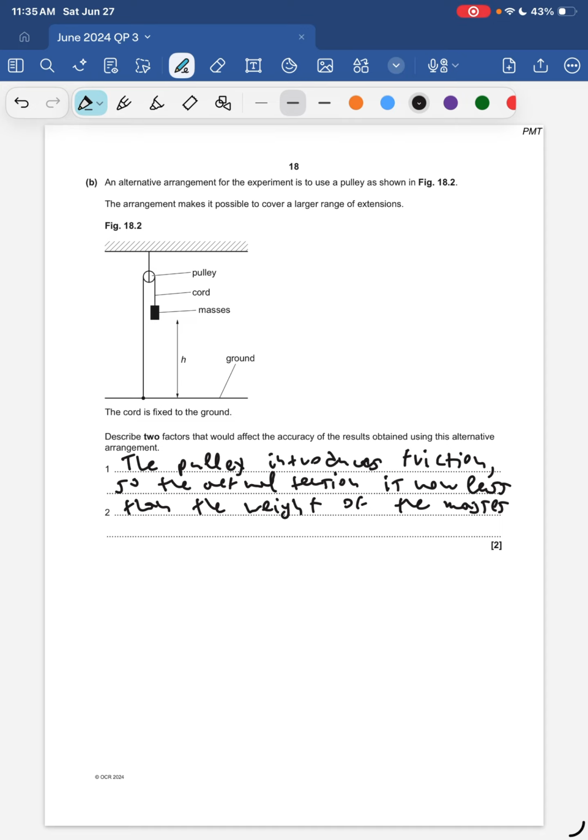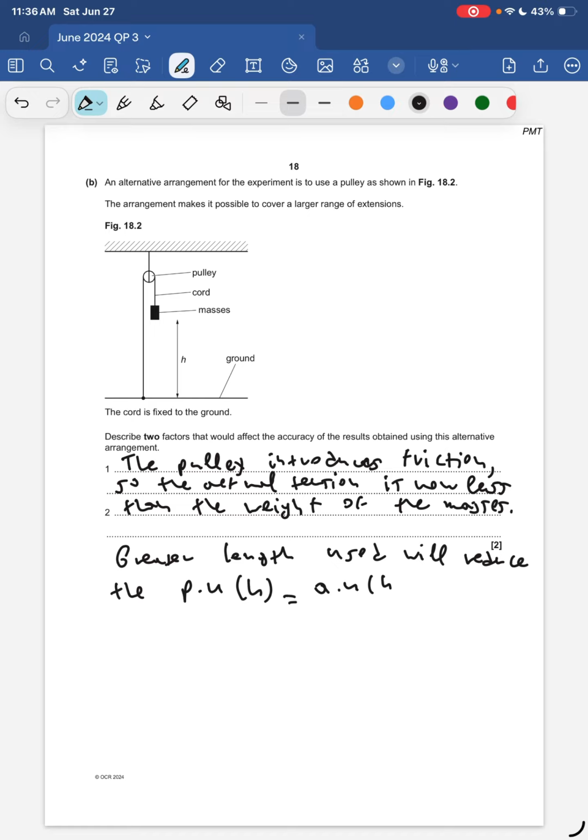So yeah, that introduces an error. Then on the flip side, greater length used will reduce the percentage uncertainty in H, which is equal to the absolute uncertainty in H over H, right?